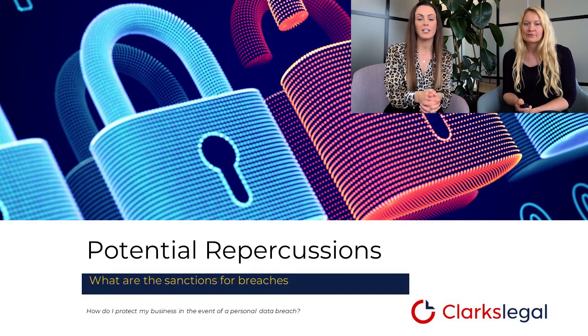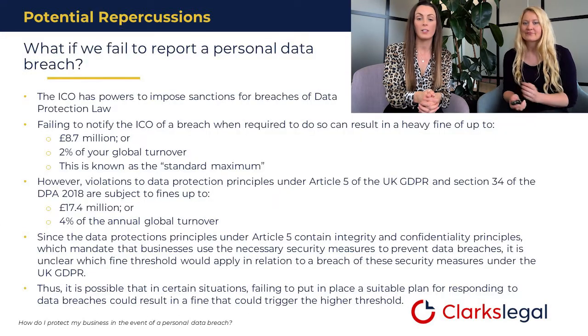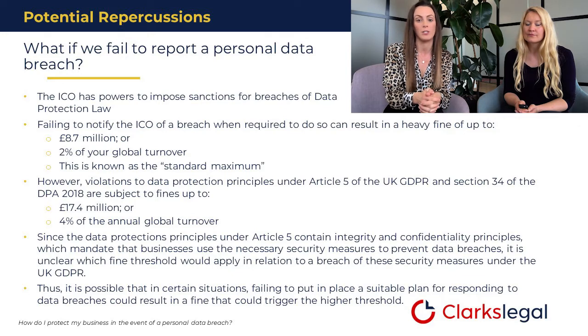Okay, so turning now to potential repercussions if you fail to report a breach to the ICO. Well, the ICO has the power to issue fines for infringing on data protection law, including the failure to report a breach. There are two thresholds worth mentioning here. The first one is that if you do not report a breach to the ICO within the specified timeframe, you risk a hefty penalty of up to 8.7 million, or fines equivalent to 2% of your global annual turnover. This is known as the standard maximum.